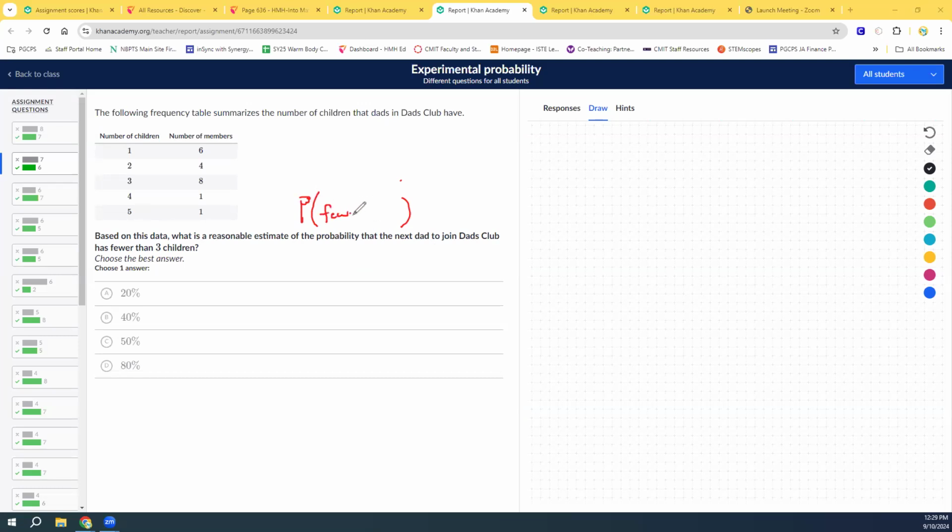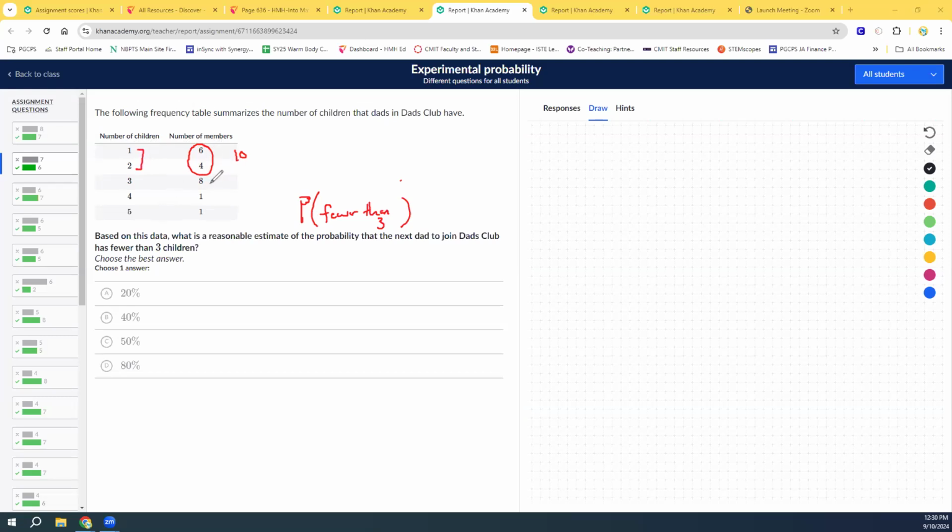Fewer than 3. So, new members with a frequency table. Okay, so we have all these members. There's 6 new members that have 1 child. There's 4 new members that have 2 children. And then 8 have 3, but we're looking for fewer than 3. So there's a total of 10 new members that have fewer than 3, 1 or 2.